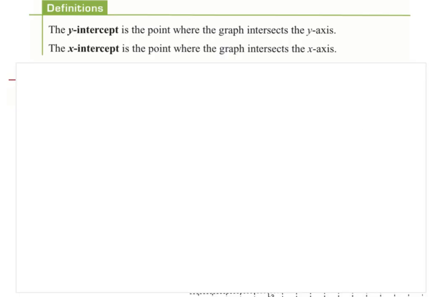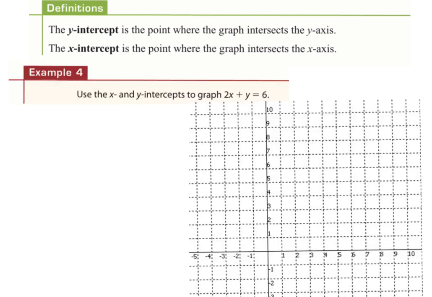The y-intercept is the point where the graph crosses the y-axis or intercepts the y-axis. The x-intercept is the point where the graph intersects the x-axis. Right? So it's where it crosses the x-axis, crosses the y-axis. Those are called your intercepts. All right? So then how do you find it?